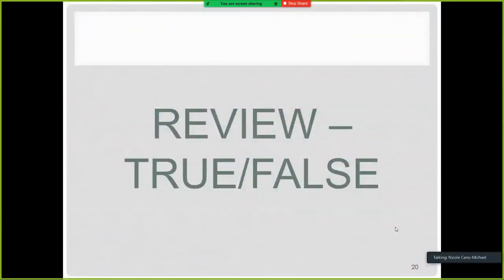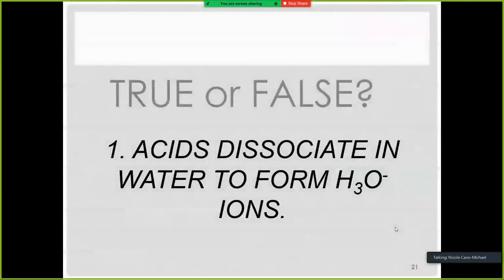All right, so now we are going to take a look at the 9 true-false questions at the end of your note catcher. Number 1, true or false? Acids dissociate, that means they basically come apart in water to form hydronium, H3O negative ions. Do acids give off hydronium ions? True or false? I'll give you a few moments to fill that in.